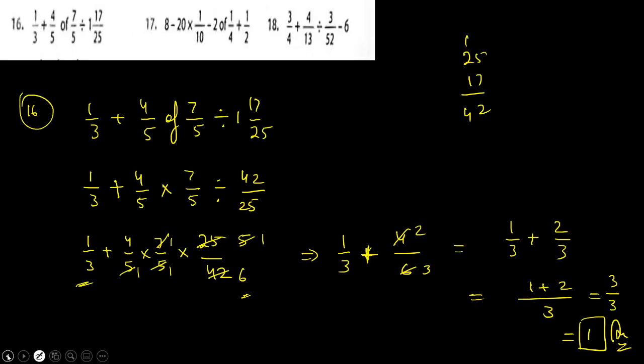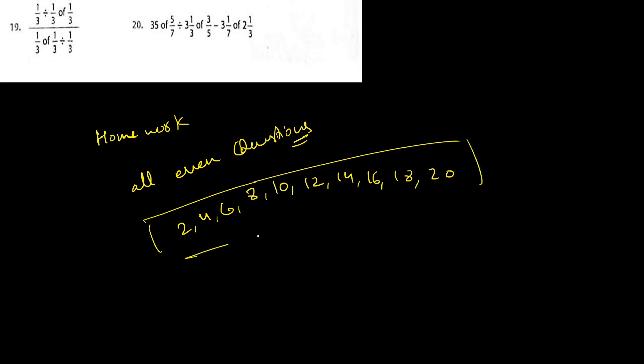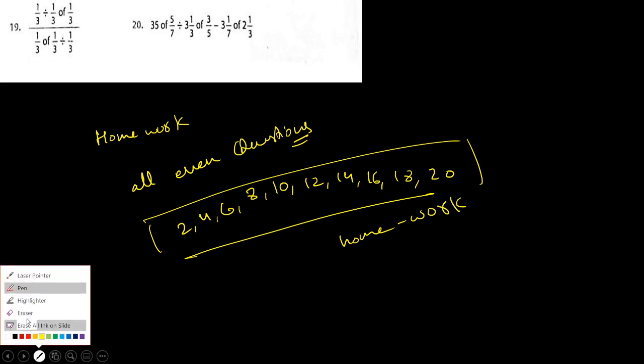So students, now your homework. You have to do all even questions. All even questions means question number 2, then 4, then 6, then 8, 10, 12, 14, 16, 18 and 20. All even questions you have to do in homework. Now let me tell you question number 20. Note down your homework, then I'm going to tell you question 20.